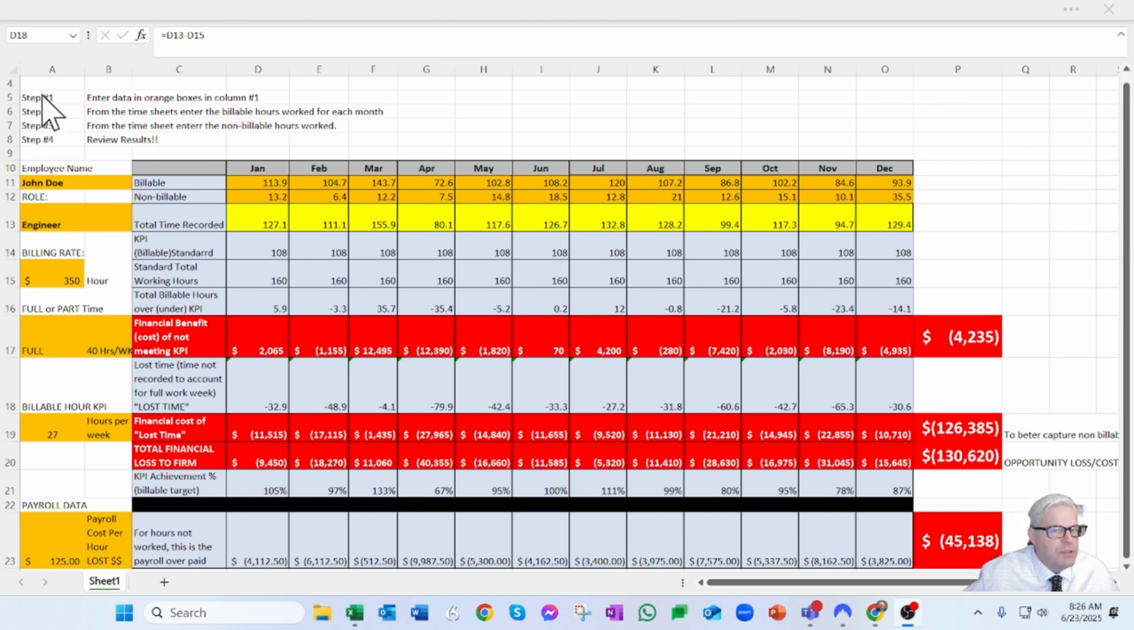We have a few simple steps that we're going to take. We're going to enter the data in the orange boxes. Then we're going to do a little bit of math, look at the components of each one of these, and then we're going to review the results. So we start with these orange boxes. We're going to do this analysis on an employee by employee basis, and these employees are the ones that we call billable to clients.